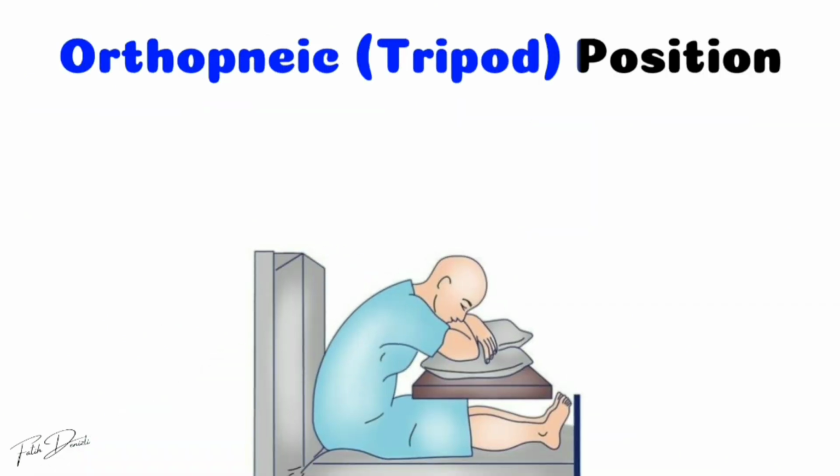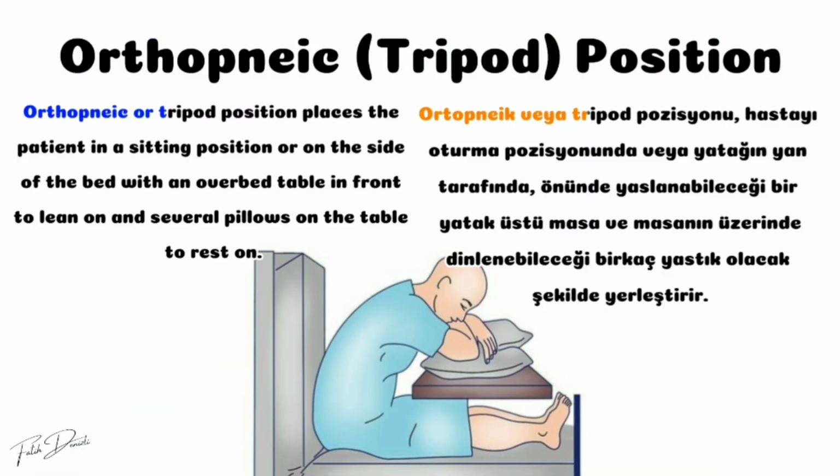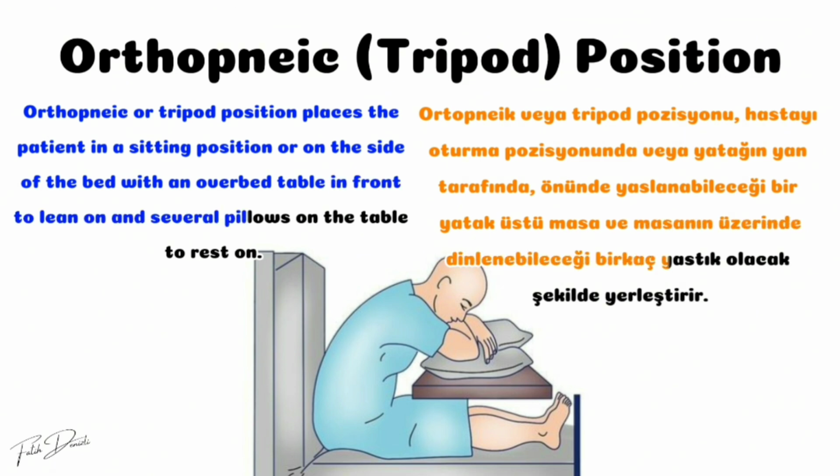Orthopneic tripod position. Orthopneic or tripod position places the patient in a sitting position or on the side of the bed with an overbed table in front to lean on and several pillows on the table to rest on.